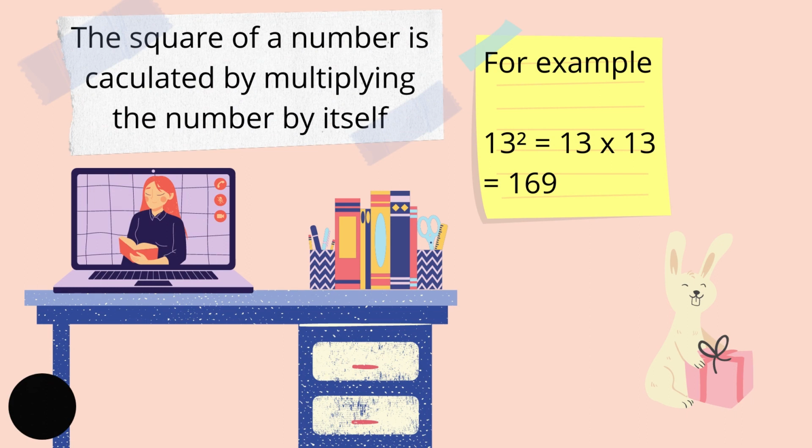The square of a number is calculated by multiplying the number by itself. For example, the question given is 13 squared. So 13 squared equals 13 times 13 equals 169.